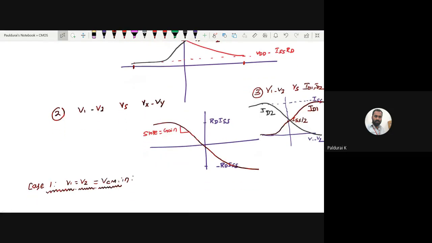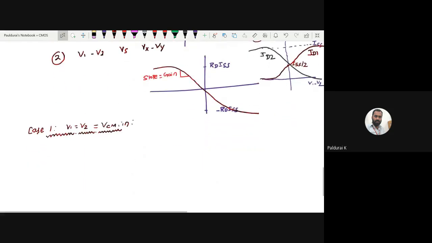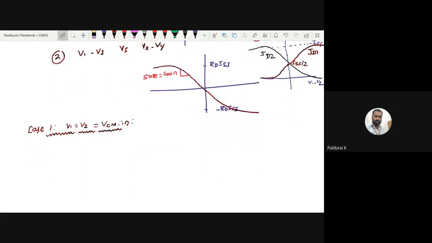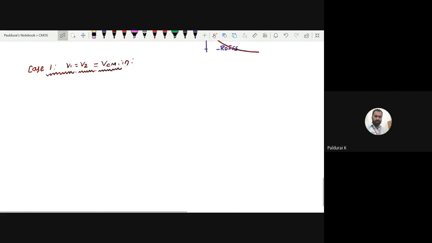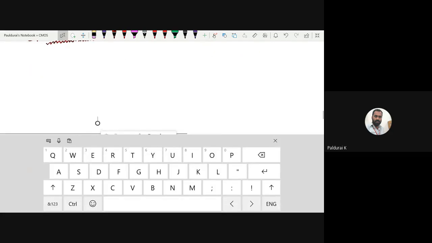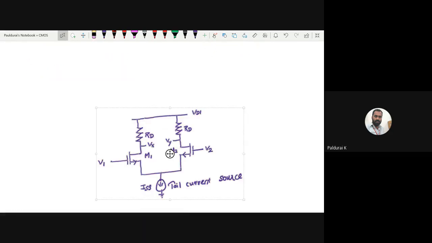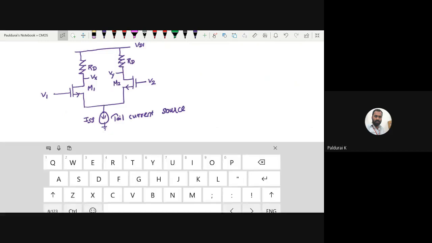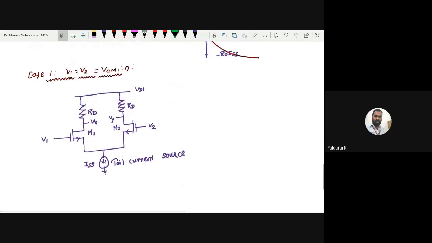Okay. So now I want to give some additional insights. Okay, in case one, for that let me copy that differential pair again. So case one, I want to make a short circuit between V1 and V2, and I am going to apply some voltage. It may be 1 volt or 2 volt. This is called VCM comma in, right?